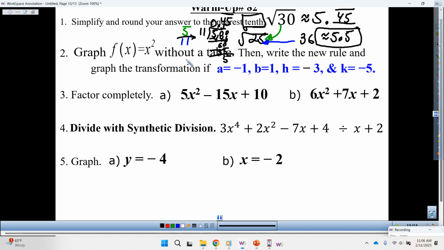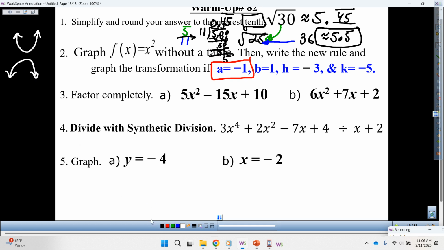Let's go to number 2. This is a quadratic, so it's a parabola that looks like this. So, what does this do to the parabola? Tell your neighbor, please. What does a to the negative 1 do to the parabola? All right, good conversations. Geo, what does it do? Flips it. That is correct. So it flips it upside down.